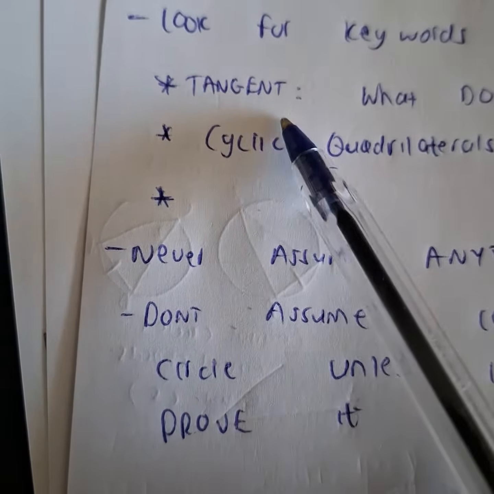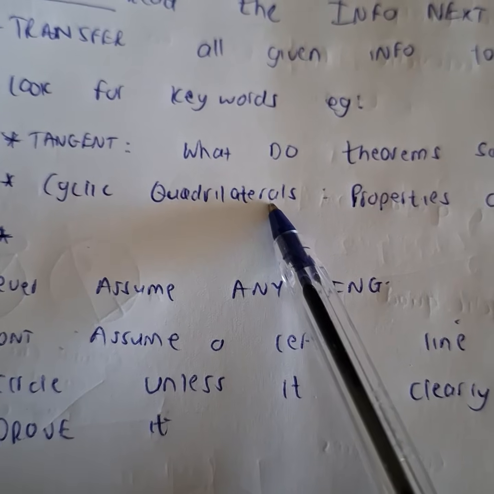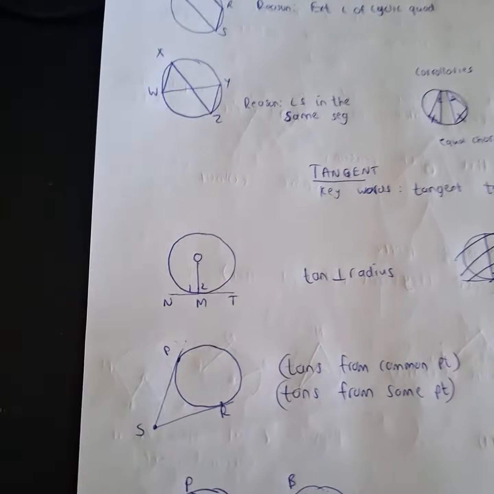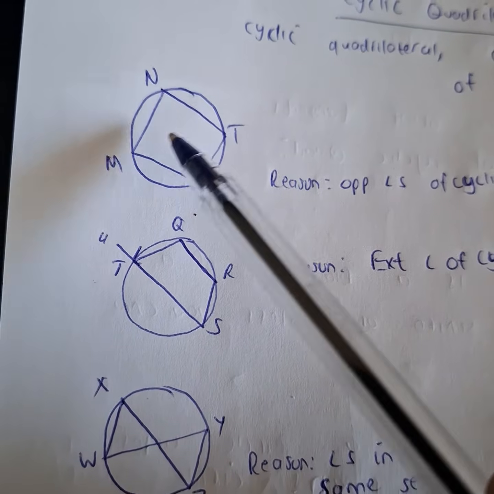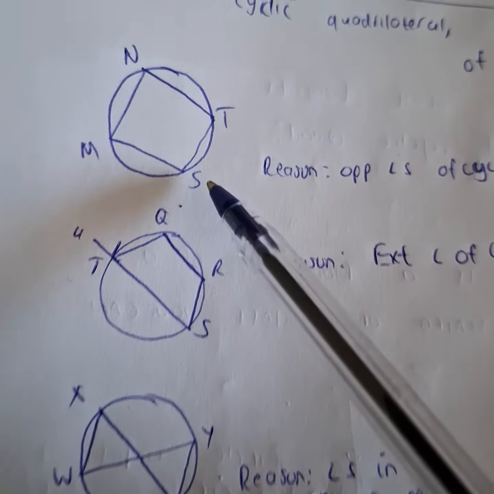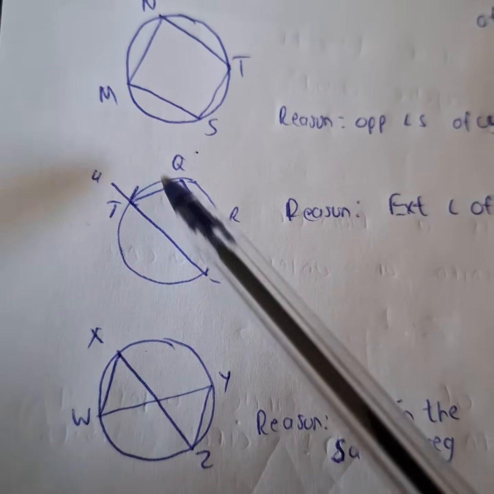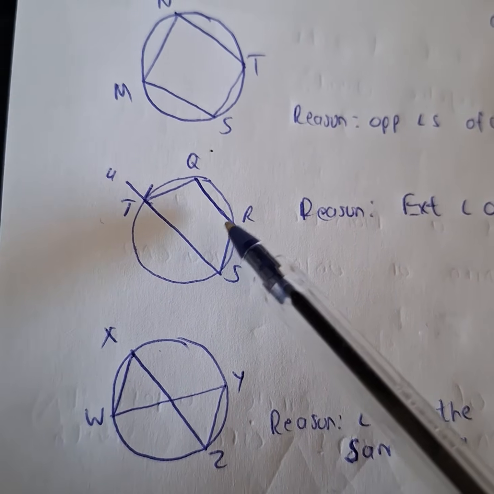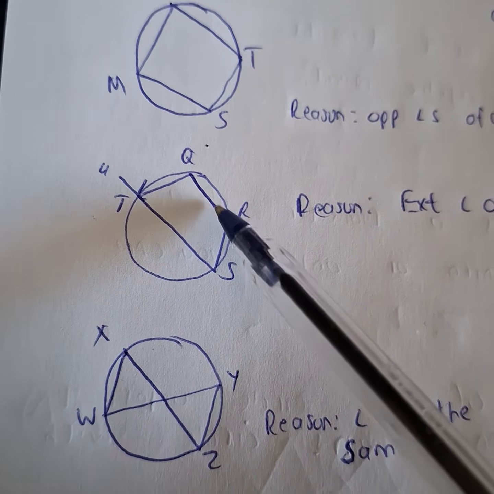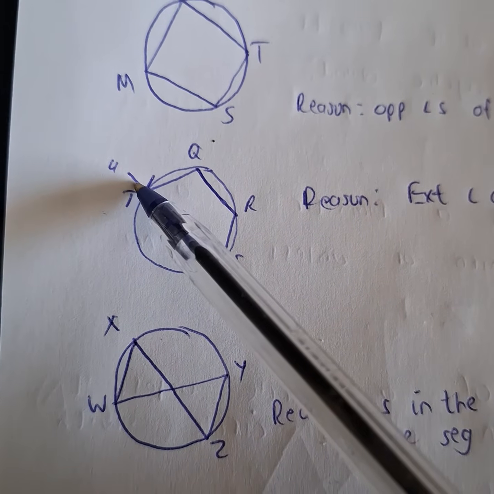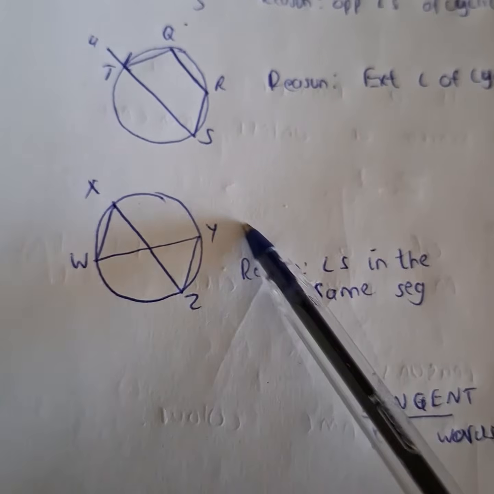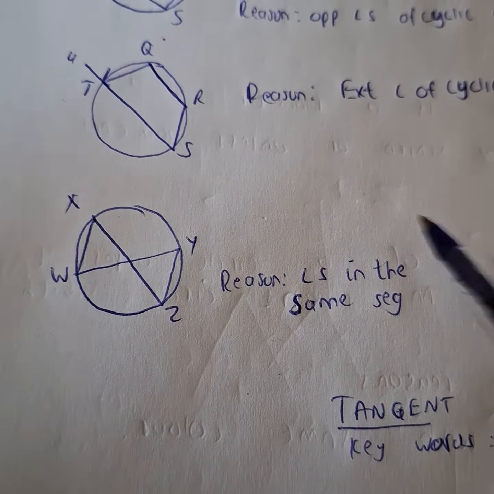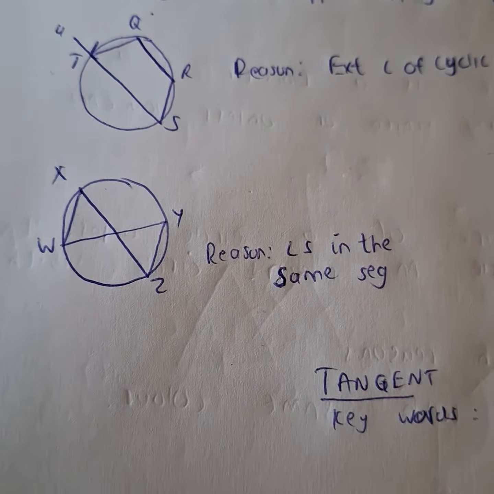Okay, moving right along. Cyclic quadrilateral. By that we need to know the properties of the cyclic quad. There are 3 essential things we need to know. 1, the opposite angles of a cyclic quadrilateral are supplementary. 2, the exterior angle of a cyclic quad, meaning T1, is equal to the interior opposite angle, meaning angle T1, which is exterior to the cyclic quad, is equal to angle R, the interior opposite angle. Then lastly, angles in the same segment also infer a cyclic quadrilateral.